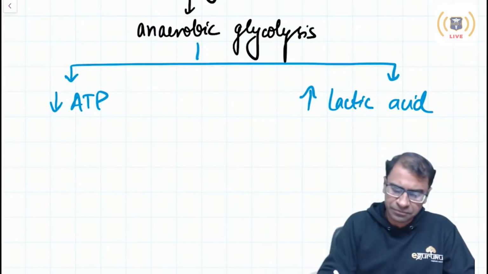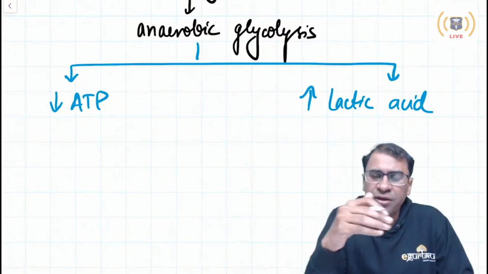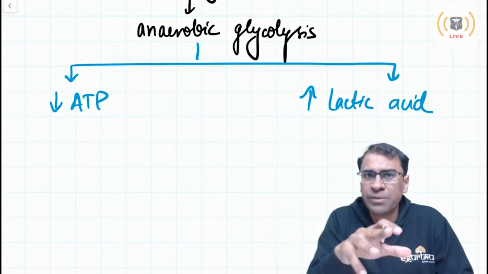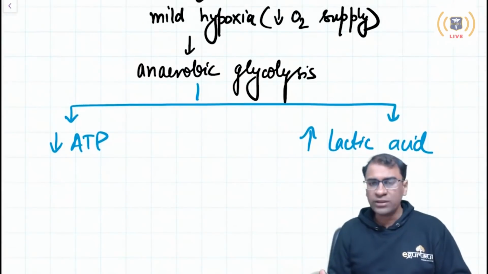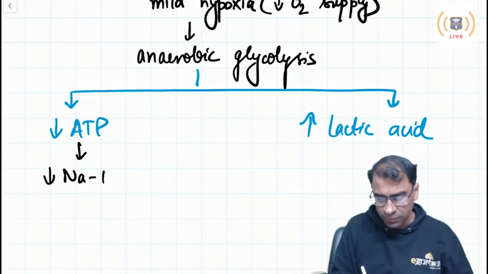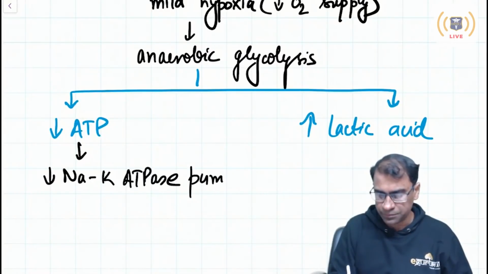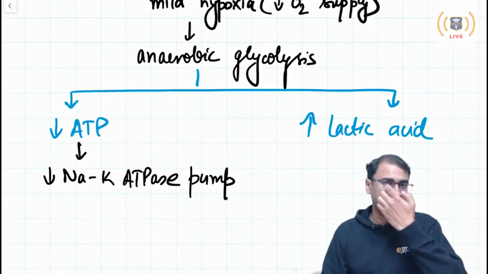Now, look what happens. This ATP actually regulates a pump in a cell. The pump is called the sodium potassium ATPase pump. So what I'll do, I'll draw that pump here and write reduction in the sodium potassium ATPase pump. It decreases. The moment the sodium potassium ATPase pump decreases, what is the effect?